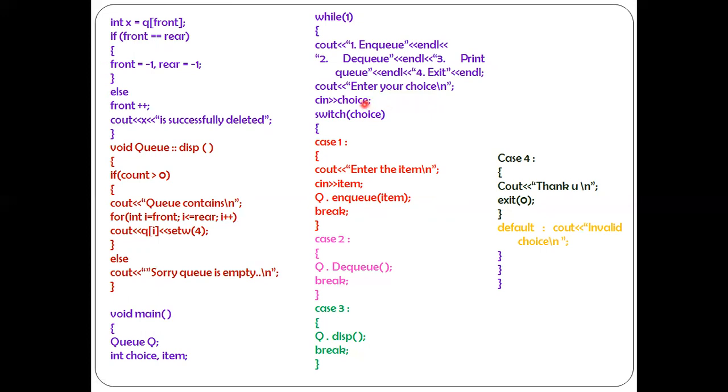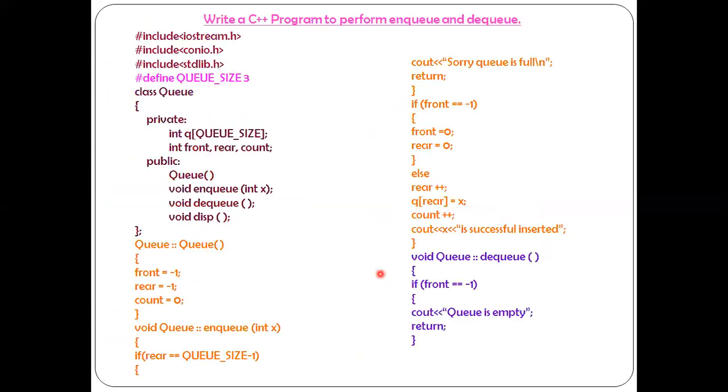2 is stored in which variable? Choice. Choice is of type integer, right? Switch of choice means switch of 2. Does switch of 2 match case 1? No. Does it match case 2? Yes, it matches. Then these two statements have to execute. Q is a user defined object, dot is a member access operator, DQ is a member function. Directly it goes to the DQ member function.